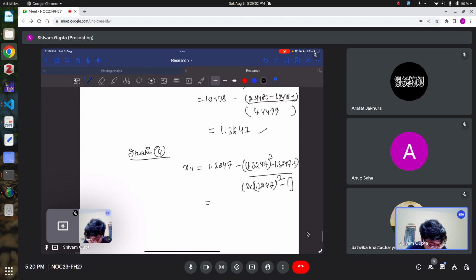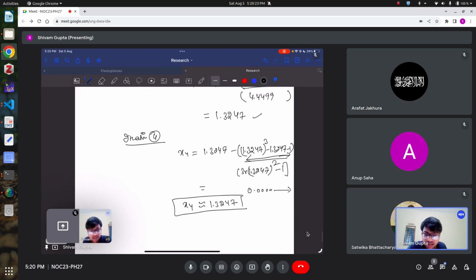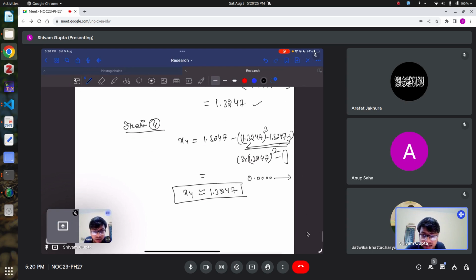So when you solve it, you will find the value here is 0.0000 something. So we reach our approximate solution up to the 4th decimal, which is 1.3247, within the third iteration. Actually, in the 4th iteration we are repeating the same. Does anyone have any doubt regarding this method of calculations? Anyone?